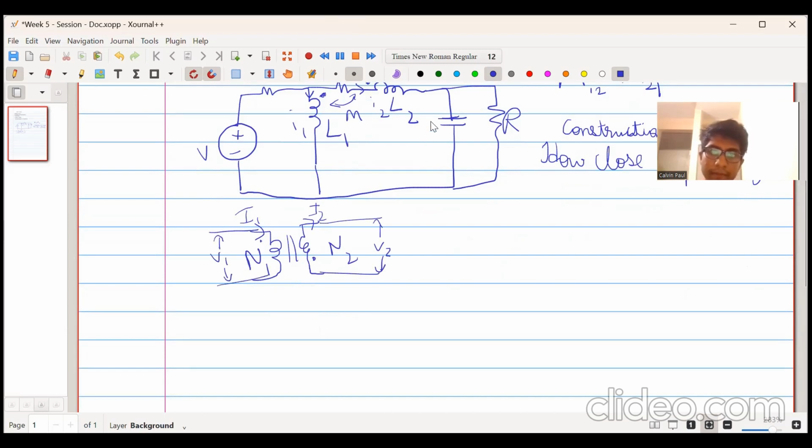So in the case of a transformer, they are magnetically coupled. The two coils are magnetically coupled, but they are electrically isolated.